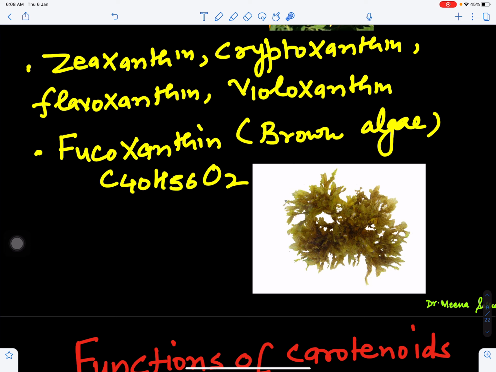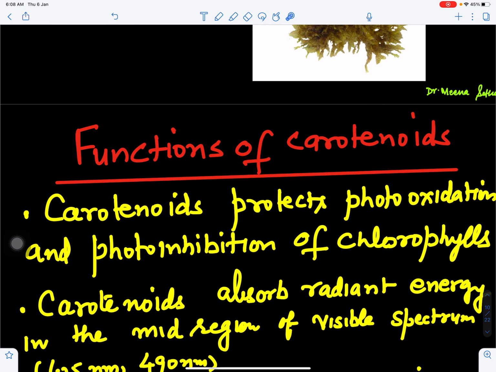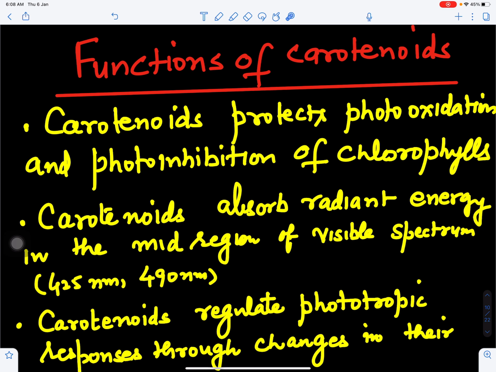So this is about xanthophylls and carotenes. Now, what is the function of these carotenoids? Like we said, yellow color will only appear when green color gets degenerated. So carotenoids basically prevent photooxidation and photoinhibition of chlorophyll.